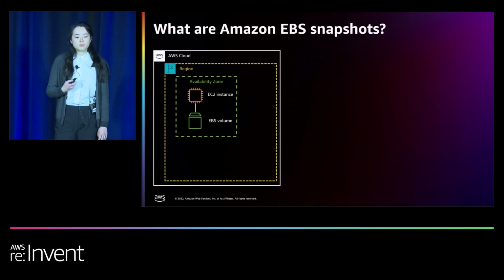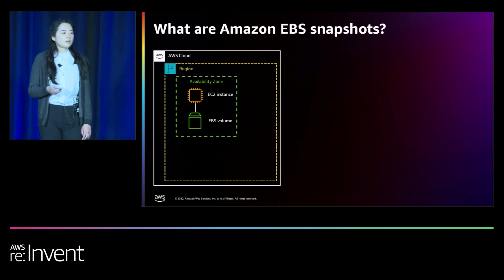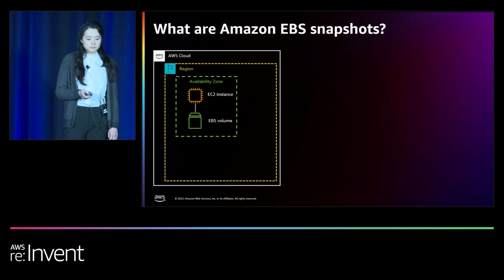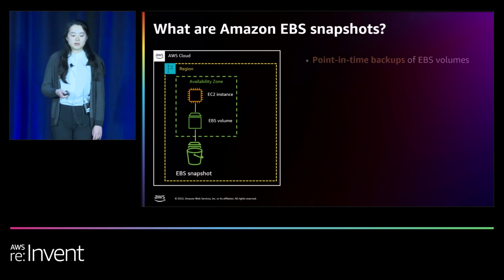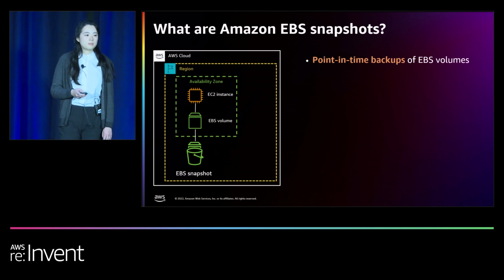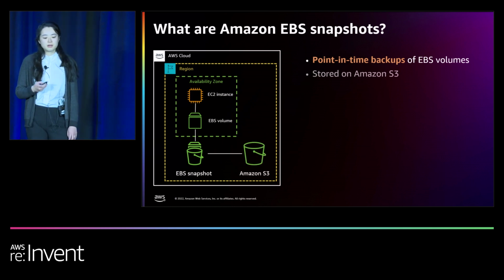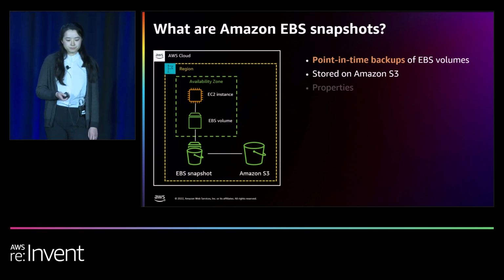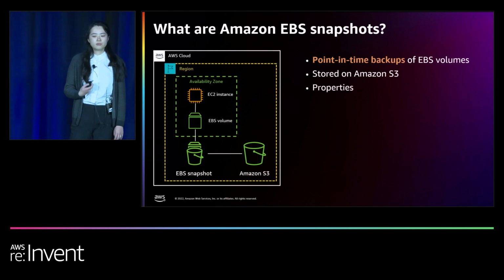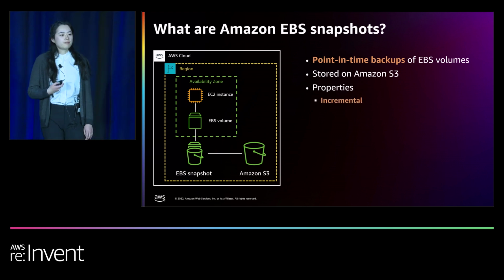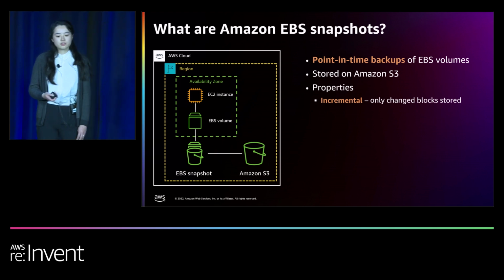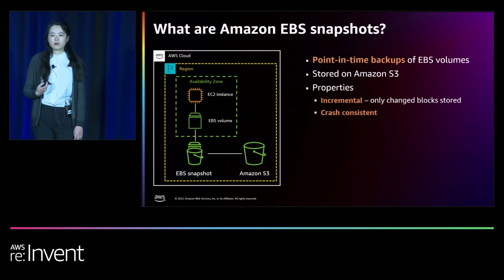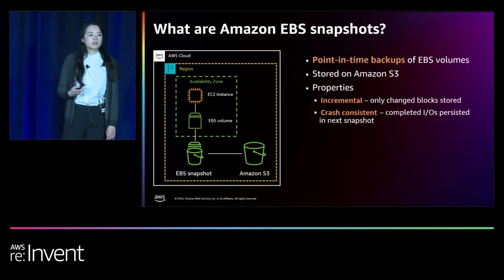So now let's look at what's an Amazon EBS snapshot. Imagine a single availability zone. You have an EC2 instance. It's attached to an EBS volume. An EBS snapshot is a point-in-time backup of this EBS volume. It is being stored on Amazon S3. There are some key properties to remember about EBS snapshot. First, it's incremental, meaning that only the changed blocks are being stored in each snapshot. Second, it's crash consistent, meaning that only completed IOs are being backed up in each snapshot.